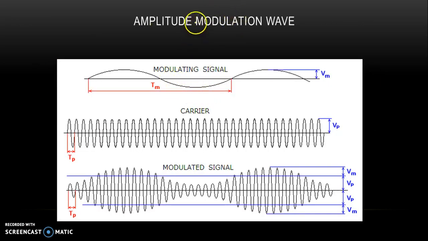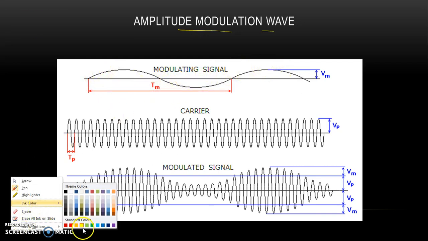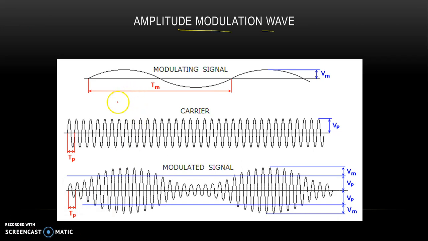Now coming to the point of how these waves look graphically, how the amplitude modulated wave, the phase modulated wave or the frequency modulated wave will look. So let's see the amplitude modulated wave first. For example, let us suppose this is my modulating signal. You can see here it's a simple sinusoidal wave.